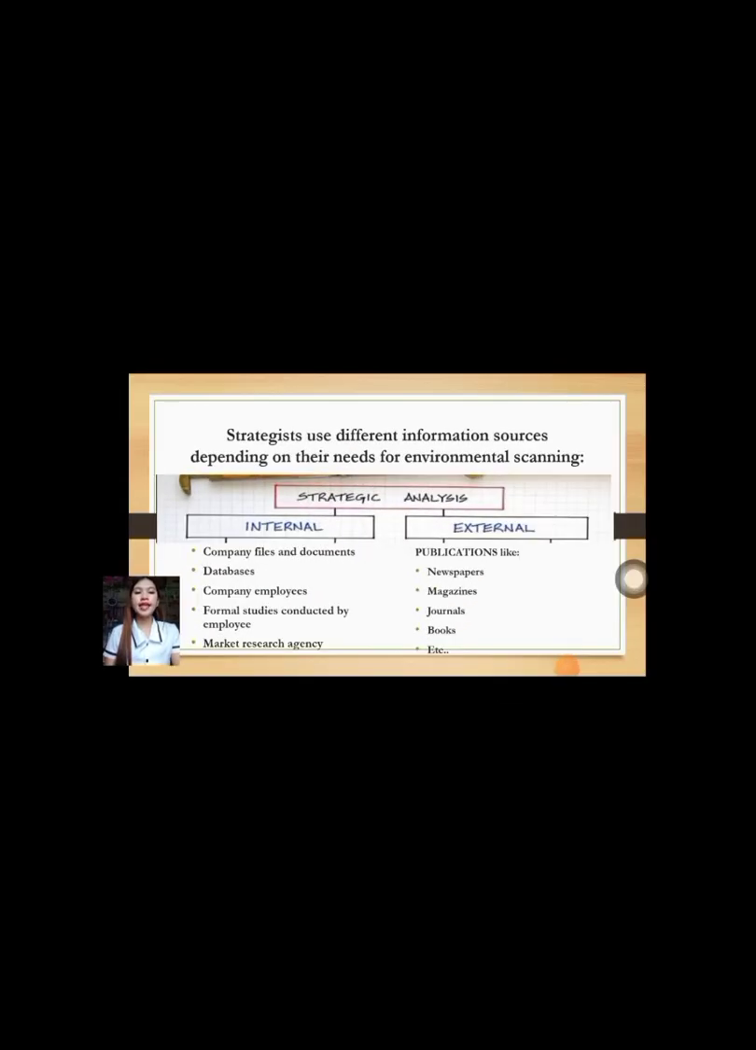Since environmental scanning is absolutely necessary for strategy formulation of any organization, whatever approach is adopted, data collection and systematic processing are necessary. So strategists use different information sources depending on their needs for environmental scanning. So for the internal, we have company files and documents, databases, company employees, formal studies conducted by employees, and market research agency. For the external, publications like newspapers, magazines, journals, books, and etc.